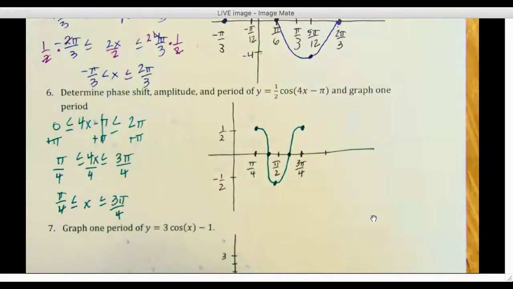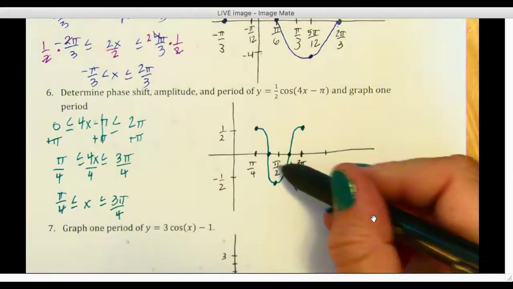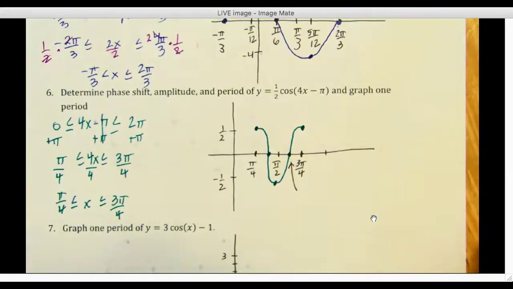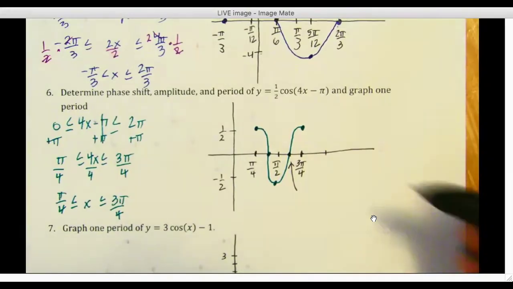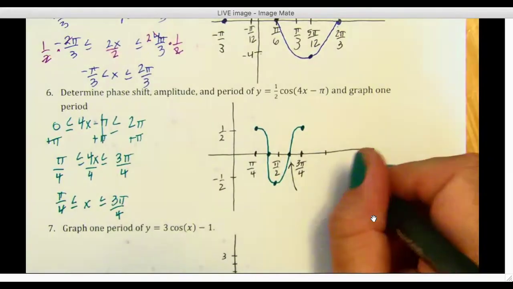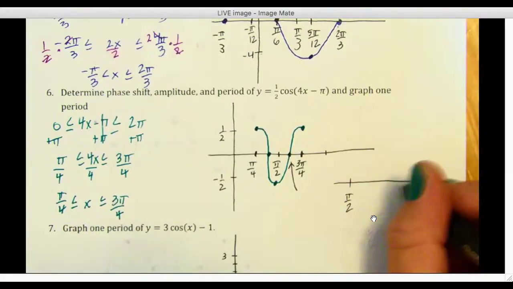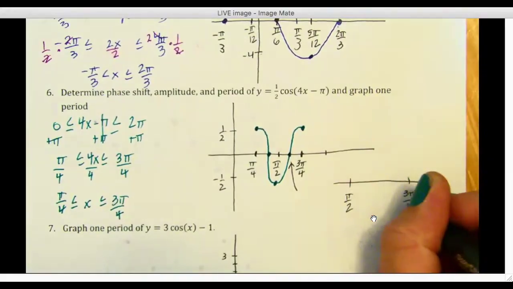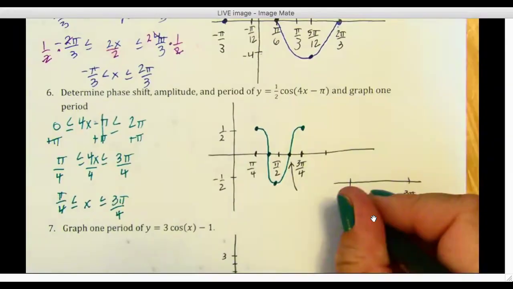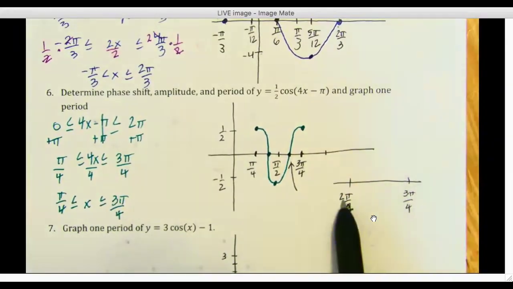My x values here and here, well, pi over 2 and 3 pi over 4, if I want to, I can go ahead and change pi over 2. This is another way you can kind of do this. Let's say pi over 2 and 3 pi over 4. Pi over 2 I could change to 2 pi over 4. And I need to average between 2 pi over 4 and 3 pi over 4.